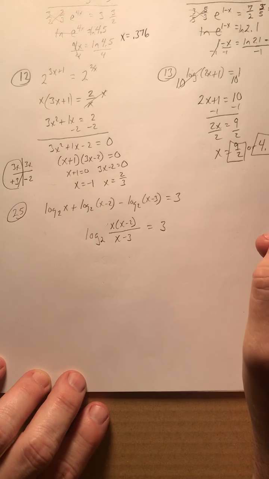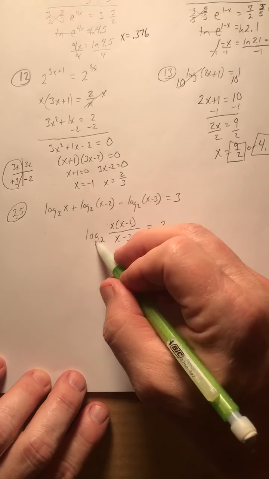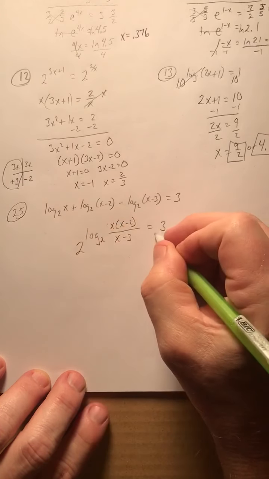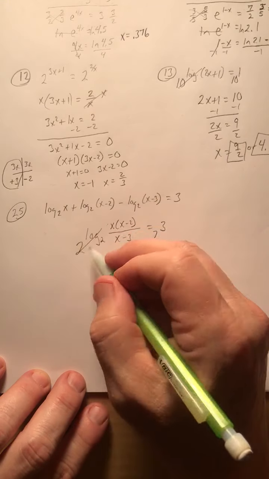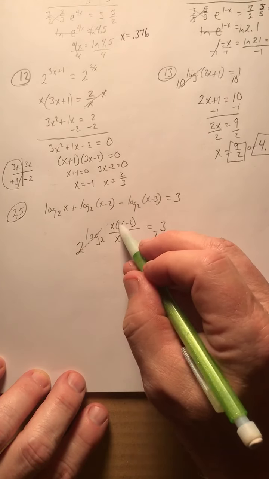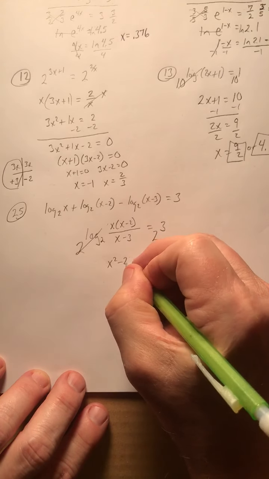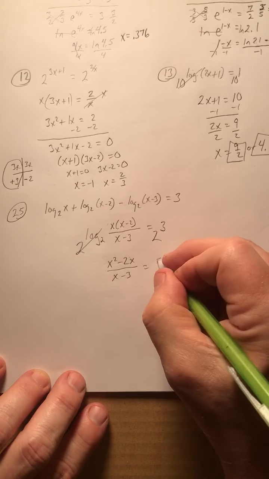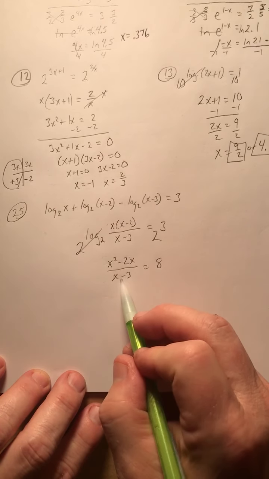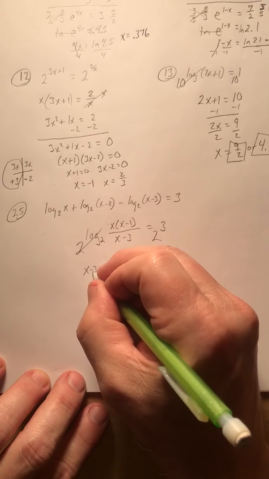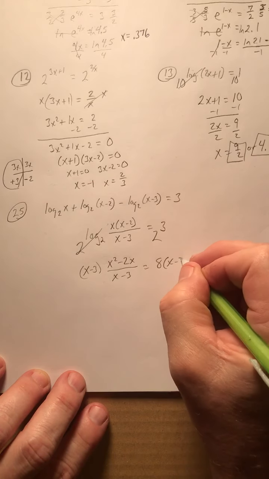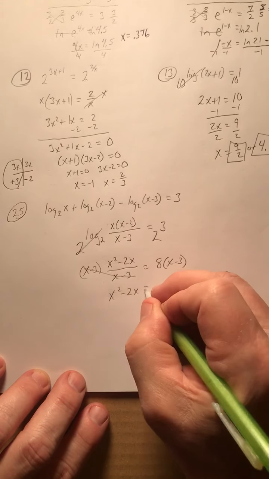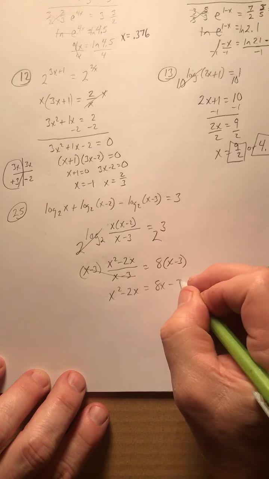And then we can get rid of this log base 2. Again, to get rid of log base 2, we make this into a power of 2 and this into a power of 2. They cancel out. Just distribute this. So I got x squared minus 2x over x minus 3 equals 2 to the third, and 2 to the third is 8. Now we got to get rid of this x minus 3, so I multiply both sides by x minus 3. They cancel out. So now I got x squared minus 2x equals 8x minus 24.